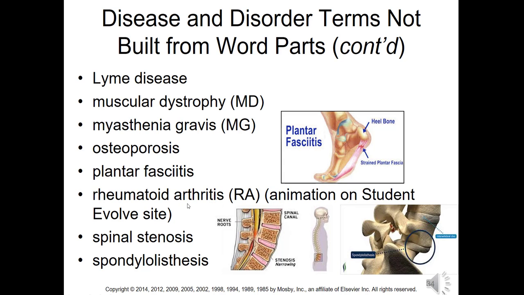Rheumatoid arthritis. This is a chronic systemic disease. Again, I mentioned that when we were looking at the knee joint. It's an autoimmune inflammatory change, and it causes changes in your connective tissue.